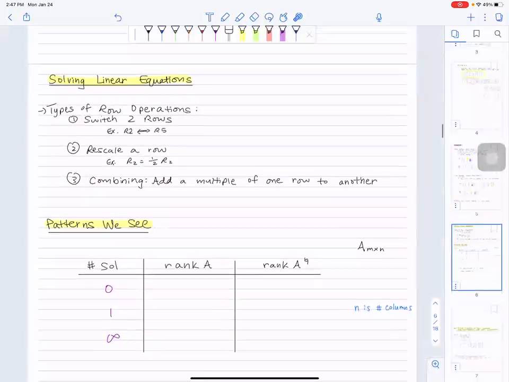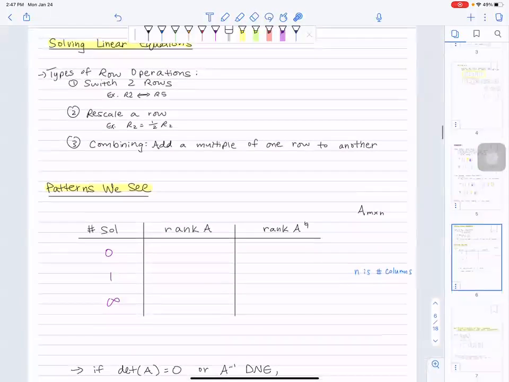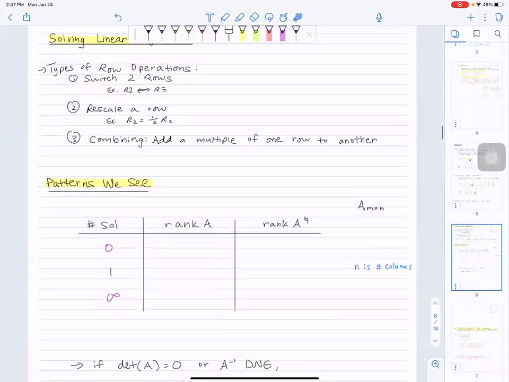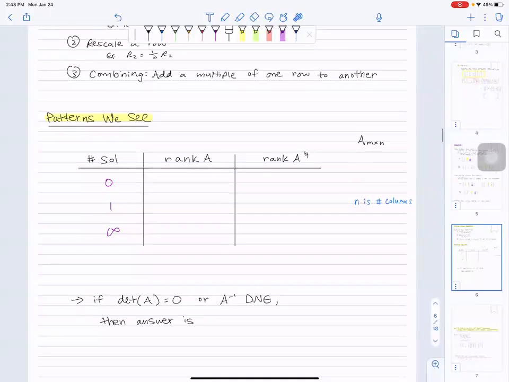And when we solve these systems of linear equations, we're going to see some pattern. So I made this nice chart here, which tells us, based on the rank of your matrix, how many solutions you have. You have 0, 1, or infinity. And we can also think about how the determinant could also help us determine if there's no solutions, one solution, or infinity.